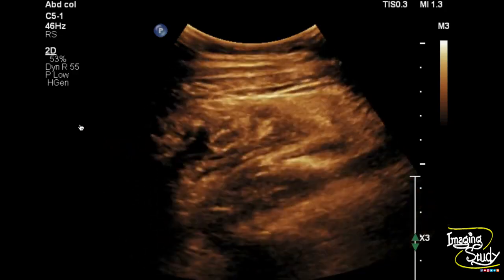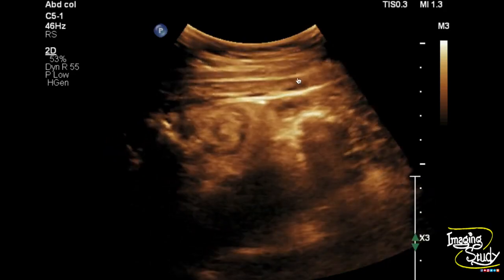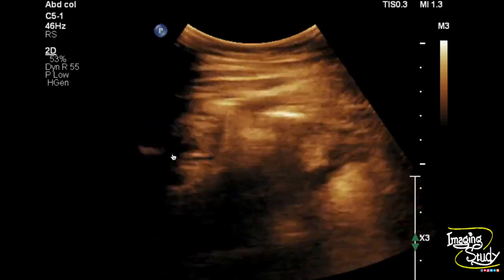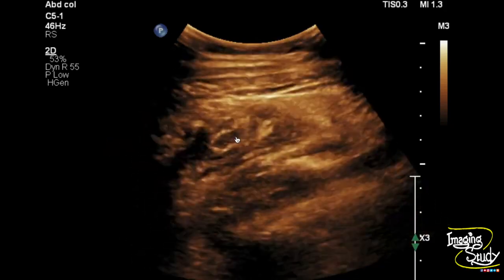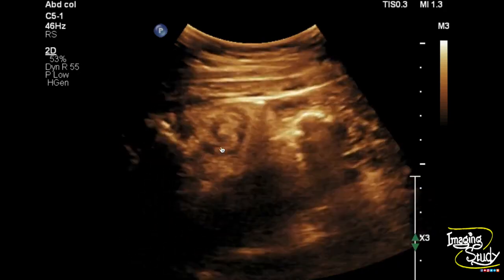You can see on right iliac fossa, this is the iliopsoas muscle and this is the anterior wall muscles, and in between them you can see an area of increased echogenicity, that is the fat stranding region, and centered to this area you can see a tubular structure. This is nothing but the dilated appendix.